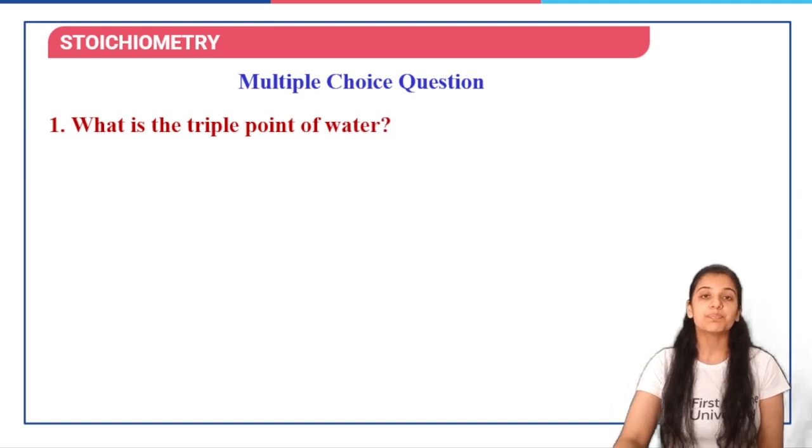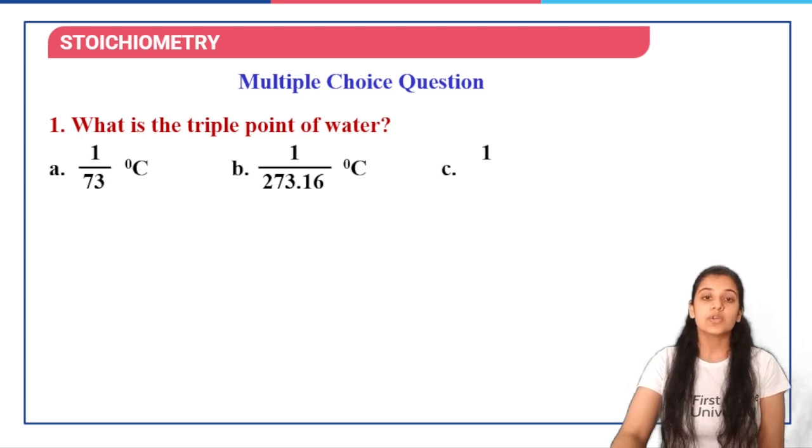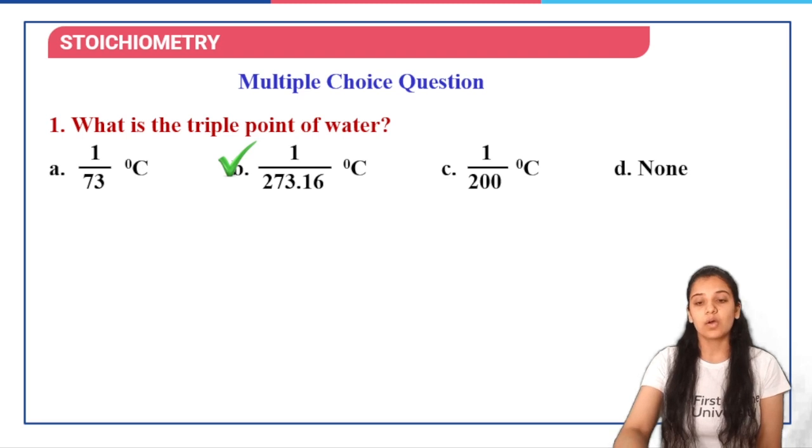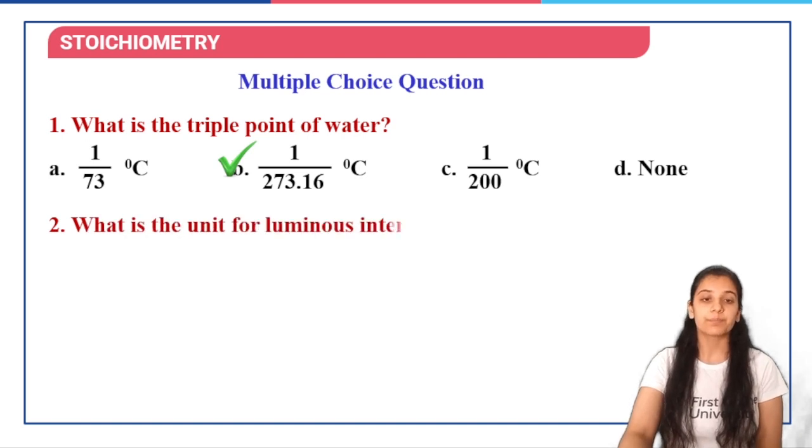Now let us do a multiple choice question. What is the triple point of water? Your options are 1 upon 73 degrees centigrade, 1 upon 273.16 degrees centigrade. Option C is 1 upon 200 degrees centigrade and none. Obviously, the answer is 1 upon 273.16 degrees centigrade. We have already discussed it in one of the previous slides.